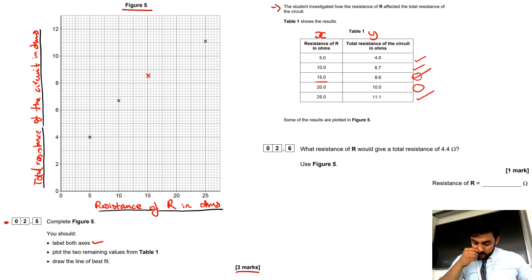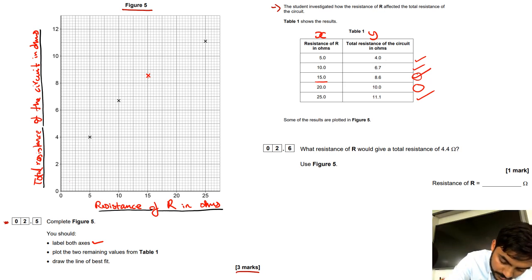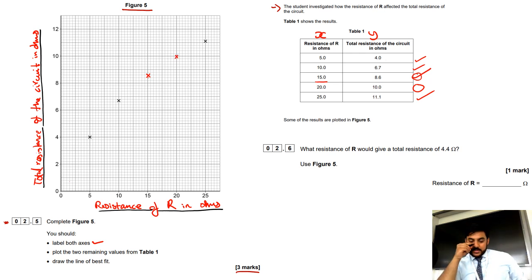For 20 ohms, it's 10 ohms of total resistance. 20, 10, and that's an easy value. Notice I'm struggling because on the tablet it's very difficult to get it precise. So we've plotted the two remaining points. Now we have to draw a line of best fit.